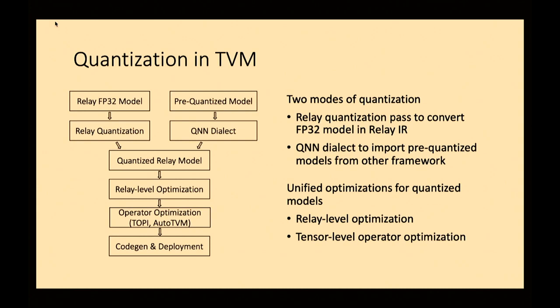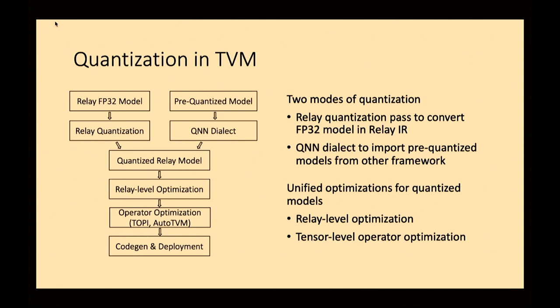First, we have Relay level optimization, which performs some general graph optimization methods, such as layout transformation and operator fusion. And then at the tensor expression level, we implemented a set of quantized operators, such as quantized convolution and quantized dense operation. These optimizations are quantization specific and also target specific.